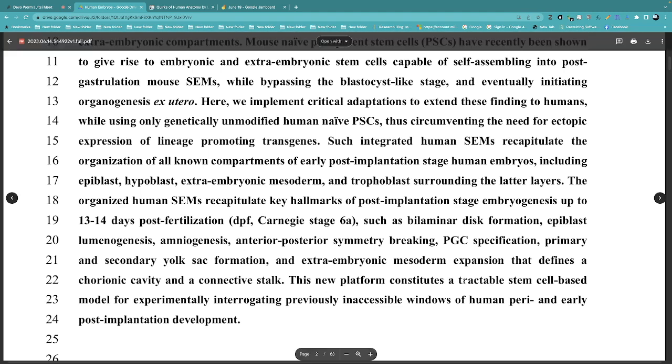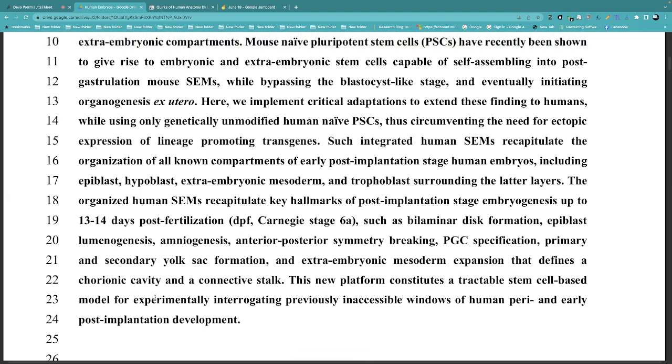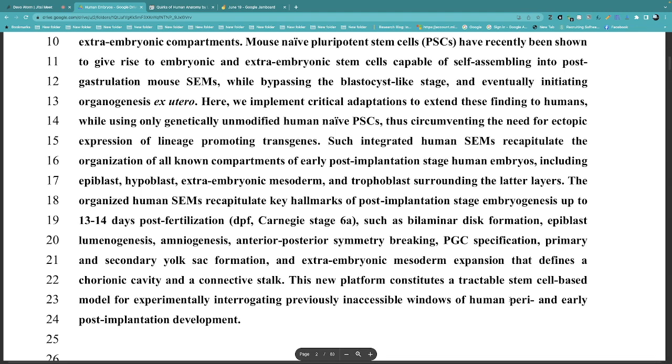So this new platform constitutes a tractable stem cell-based model for experimentally interrogating previously inaccessible windows of human peri- and early post-implantation development.